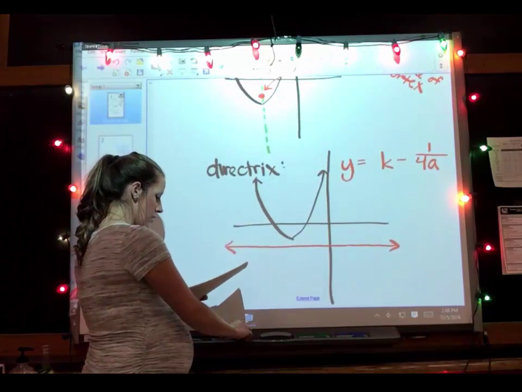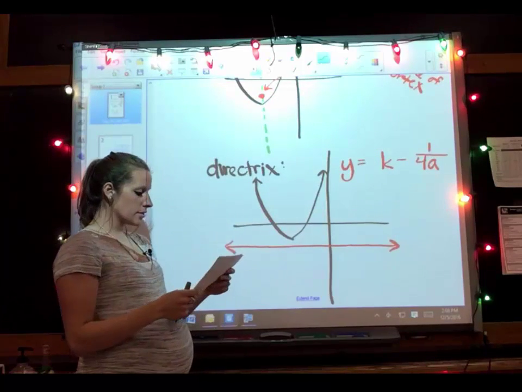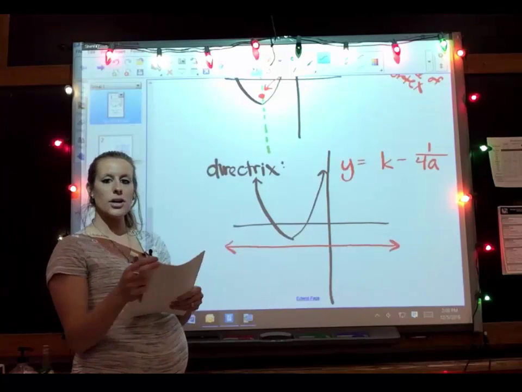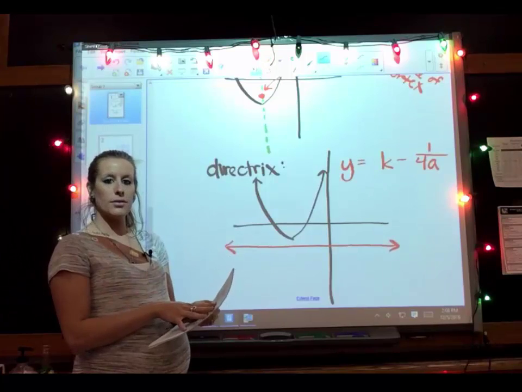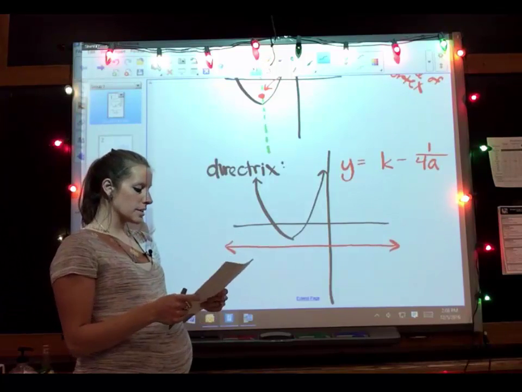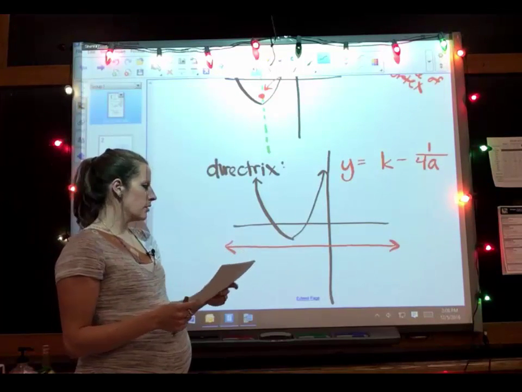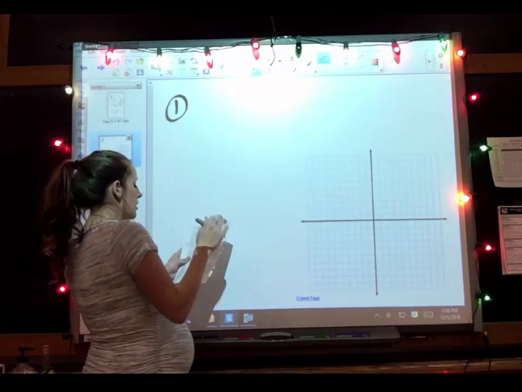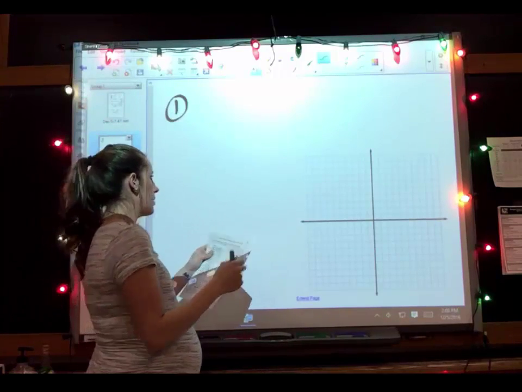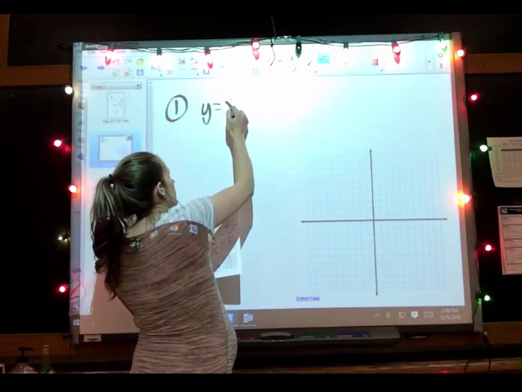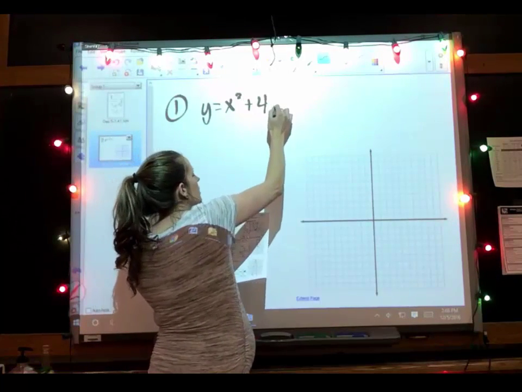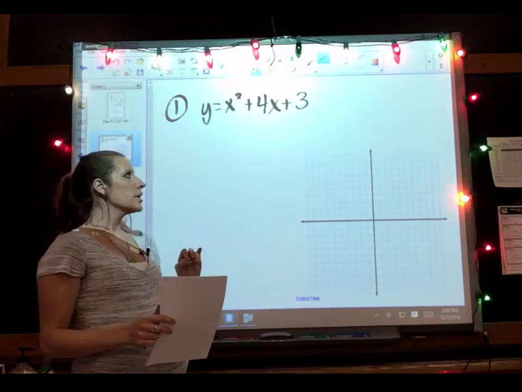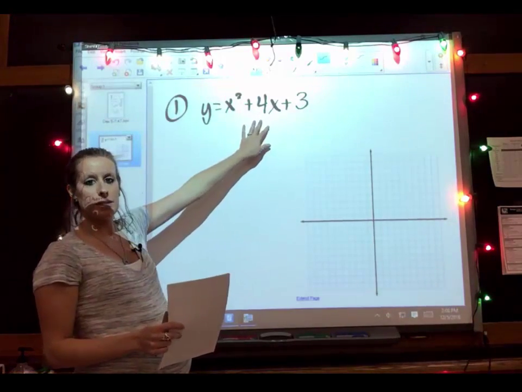All right, domain and range, you know how to do. Roots, you know how to do. So let's go ahead and go back to the front of your notes with the examples, and let's try some of these. Okay, so number 1, we have y equals x squared plus 4x plus 3. What I want you to do is go ahead and tell me what form this equation is in.